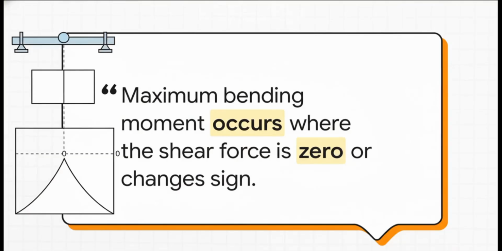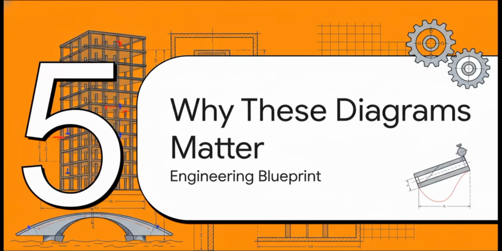And here it is. This is probably the single most important lesson from all of this. Take a look. Where's the highest point on our moment diagram? It's right in the middle, exactly at the spot where the shear diagram crosses the 0 line. This isn't a coincidence, it's a fundamental rule, and it's how engineers find the absolute most dangerous point of stress in any beam.